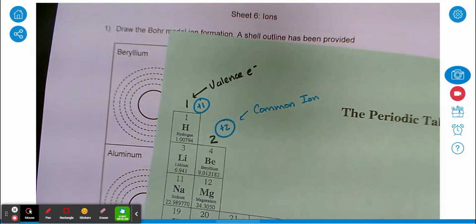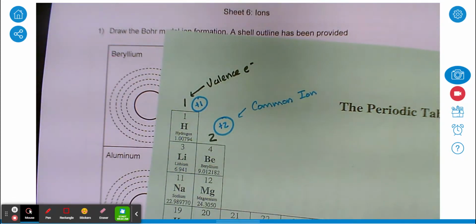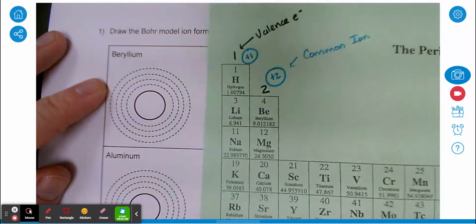So this is not required, but if you're struggling, I'm going to walk through some of the homework problems. I'm not going to do them all, but I'm going to do a couple from each section to show you what I'm looking for. Now, the first section follows the notes really well. So I'm only going to do one from here, and I'll just start with beryllium.